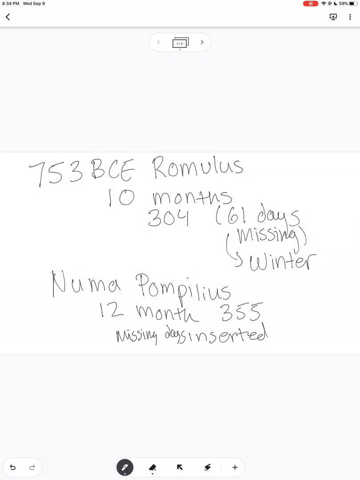So if you think about it, this is the reason why we have leap years. Because we have 365.5 days in a year. So, because the Roman calendar and the calendars that we based our calendar on left some days out and they had to keep inserting them, we now have leap years.